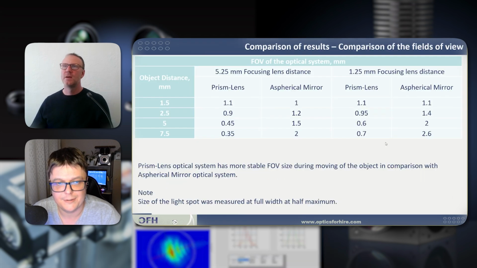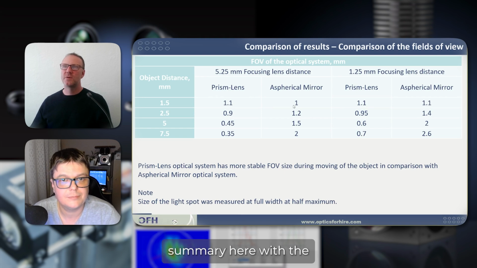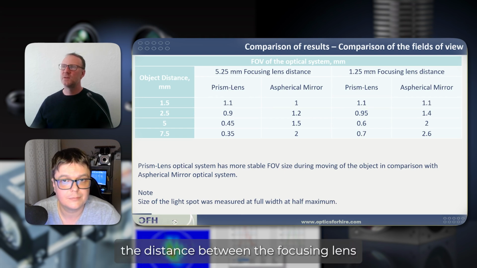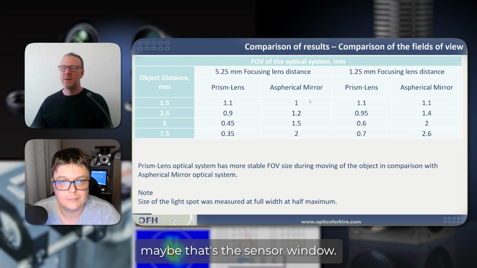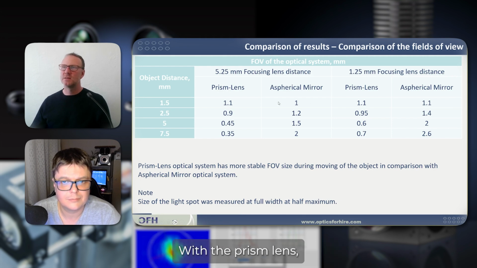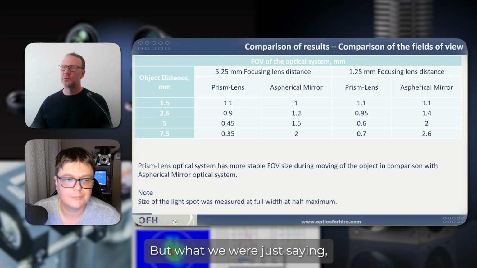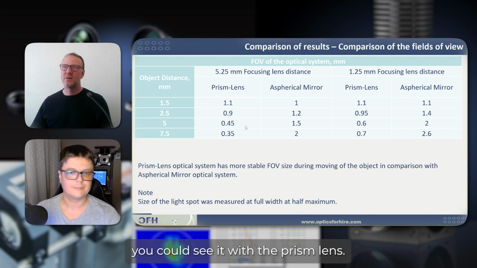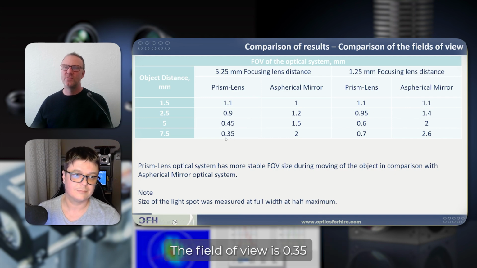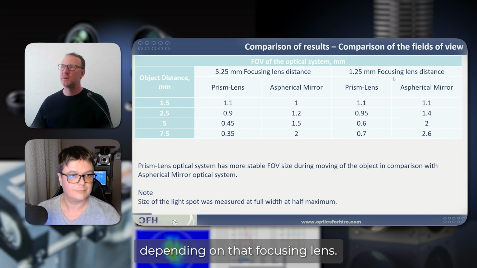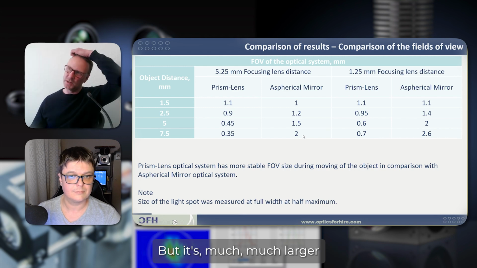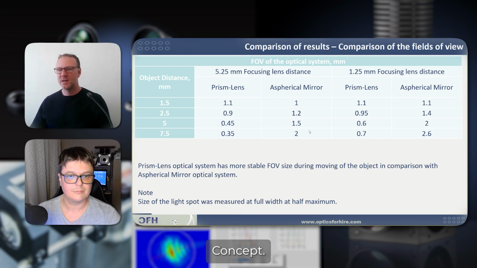Okay. So let's look at your summary here with the distance between the focusing lens and the window, which maybe is the sensor window. With the prism lens, when it's close, it's collecting from a similar, almost the same field of view. But as we were just saying, with the prism lens the field of view is 0.35 or 0.7 millimeters, depending on that focusing lens, but it's much, much larger with the aspherical mirror concept. And you're noting here the light spot is measured full width at half max.